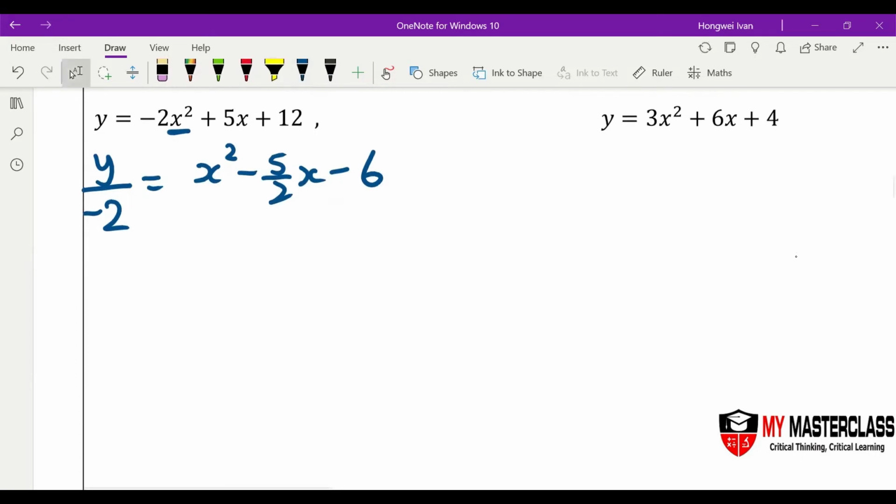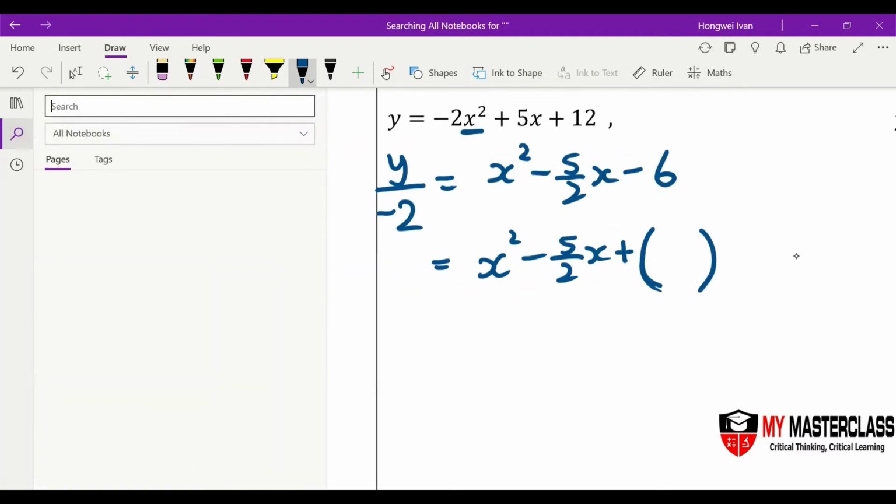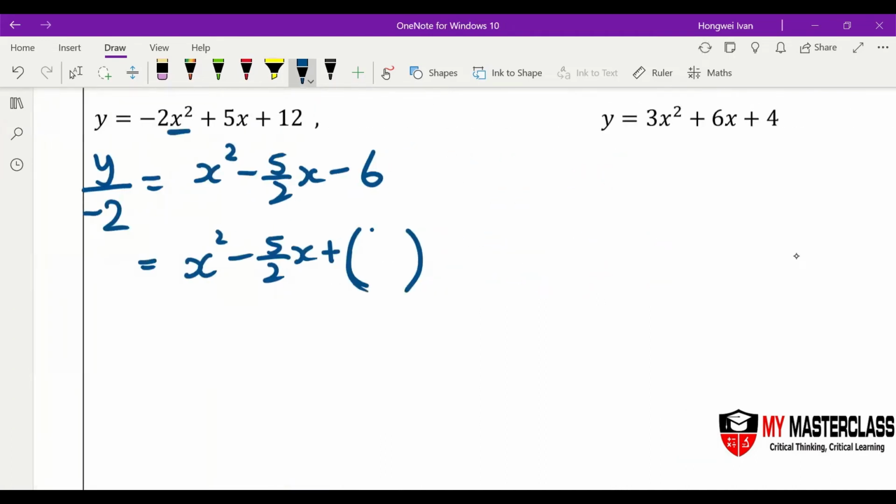Okay, now this one is a little bit tough. X squared minus 5 over 2x plus, if you're unsure, just take your calculator and key in 5 over 2 divided by 2. Bongi, 5 over 2 divided by 2 is 5 over what? Yeah, so plus 5 over 4 squared minus 5 over 4 squared.